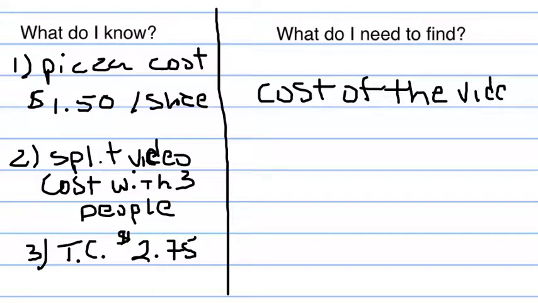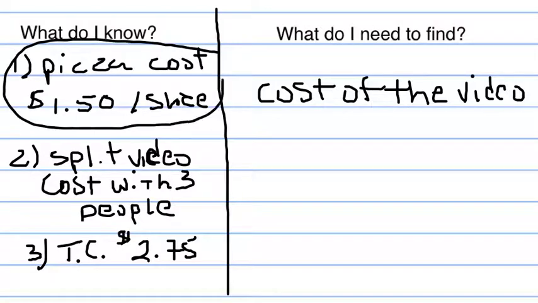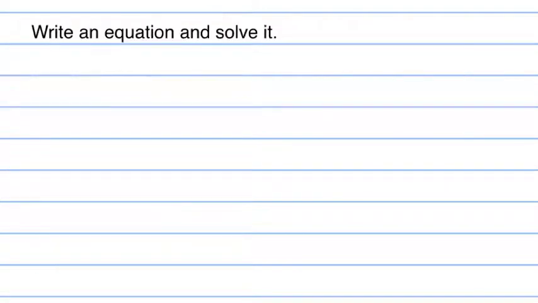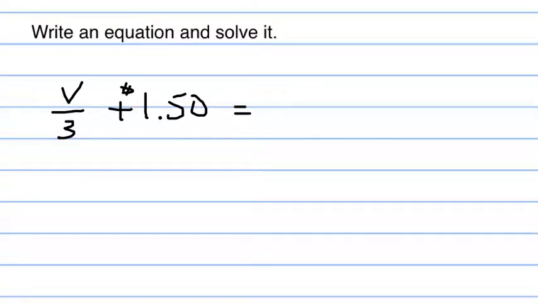In this situation, what's going to be the constant? What is not going to change? If you said the cost of the pizza, you're correct. Okay, so let's write an equation now for the pizza video situation. We have the cost of the video being split between 3 people. I know I'm going to have to pay $1.50 for my slice of pizza, and the total cost is going to be $2.75. So I'm going to solve using 2 steps.